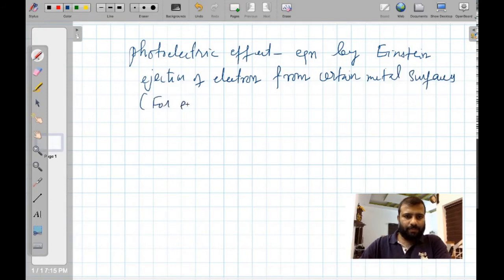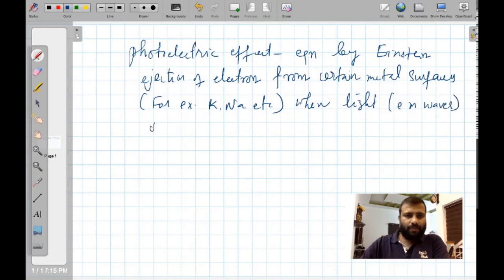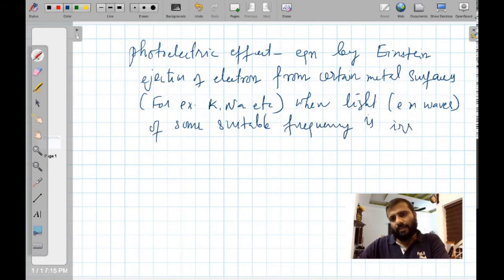For example, potassium, sodium, etc. When light or electromagnetic waves of some suitable frequency is irradiated on metal surfaces, electrons are found to be ejected from the surface, and this effect is called the photoelectric effect, and these ejected electrons are called photoelectrons.